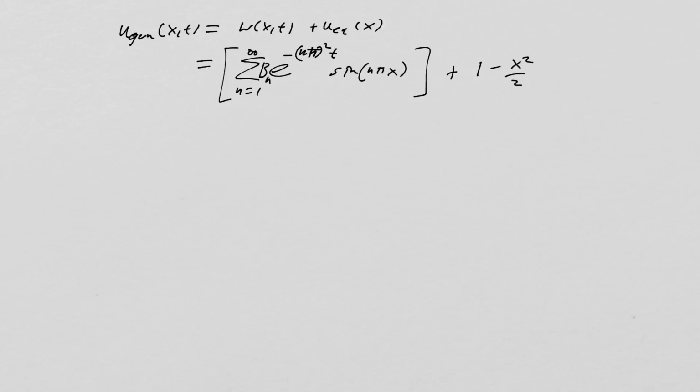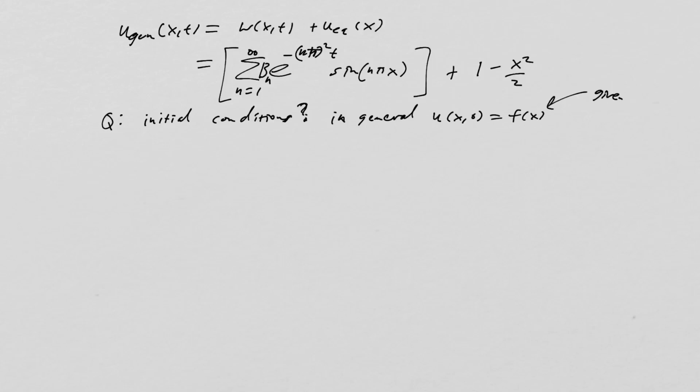So that's our general solution. What's really important is the next question we have: okay, what are we going to do about initial conditions? So that's our question. In general, you're going to have u of x comma 0 is equal to f of x, right? So this is some given function. Well, we can just do that.